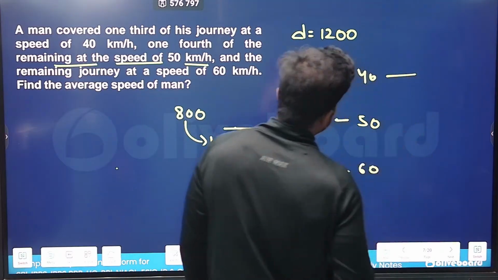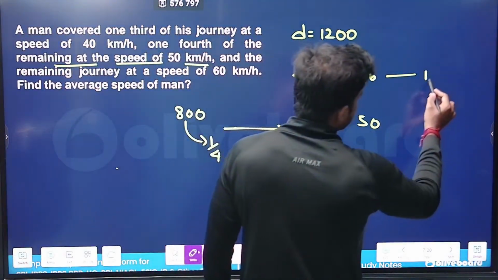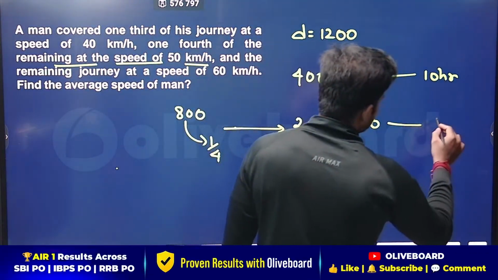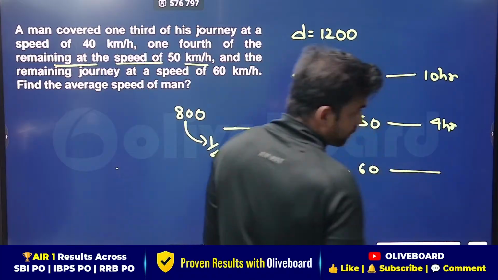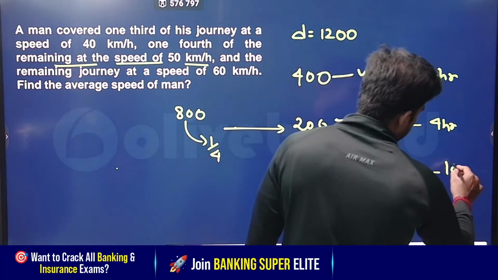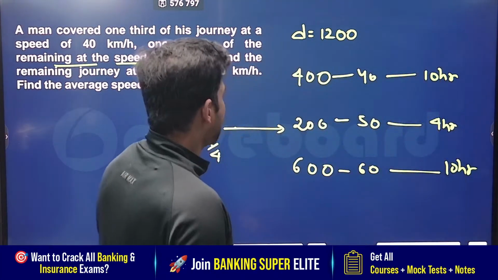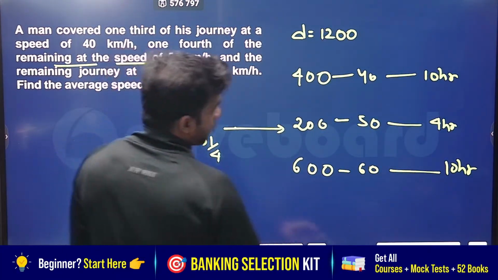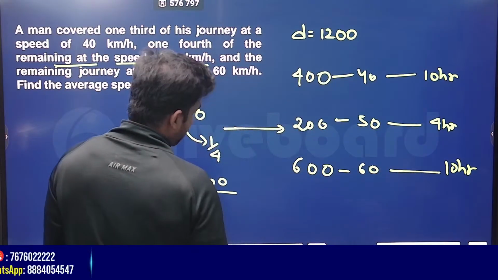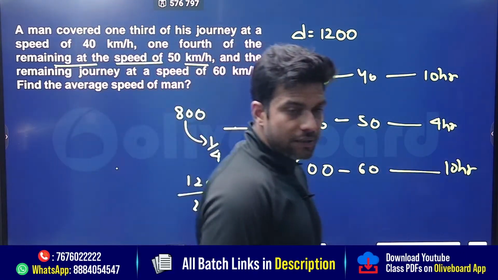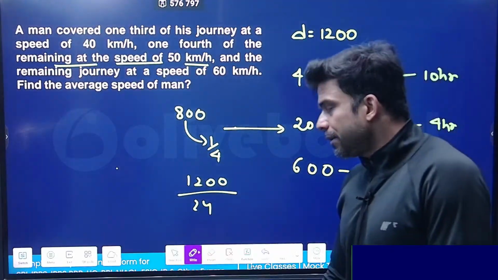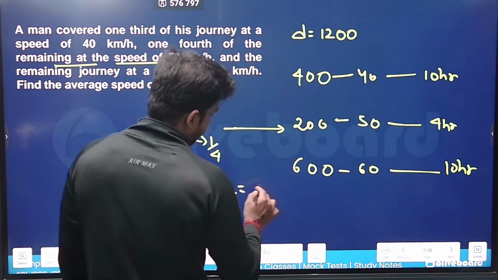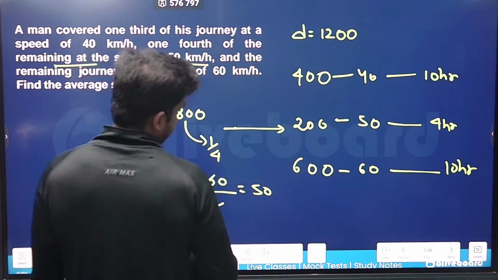Now can I find out the time? It's very easy. 10 hours here, correct? Now can I find out the time here? It's very easy. 4 hours here. Can I find out the time here? Again 10 hours here, correct everyone? Now total distance by total time, you know that your total distance is 1200. Total time is 24. This should be your answer. In short, 1200 by 24, which is 50. Average speed 50 kilometers per hour.